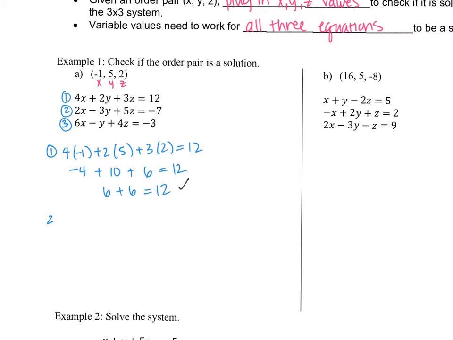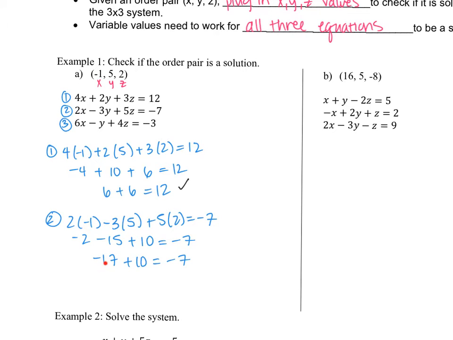If I check the second equation, 2 times x, which is negative 1, minus 3y, which is 5, plus 5z, which is 2, equals negative 7. If I work this out and multiply, this becomes negative 2 minus 15 plus 10 equals negative 7. Well, negative 2 minus 15 is negative 17, plus 10.